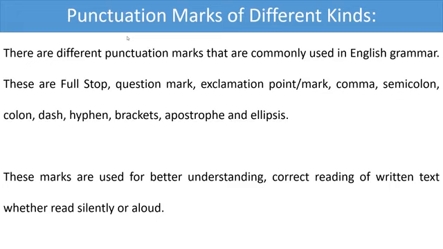Now, we are going to discuss punctuation marks of different kinds. There are different punctuation marks that are commonly used in English grammar. These are full stop, question mark, exclamation point or exclamation mark, comma, semicolon, colon, dash, hyphen, brackets, apostrophe, and ellipsis. These marks are used for better understanding and correct reading of written text, whether read silently or aloud.